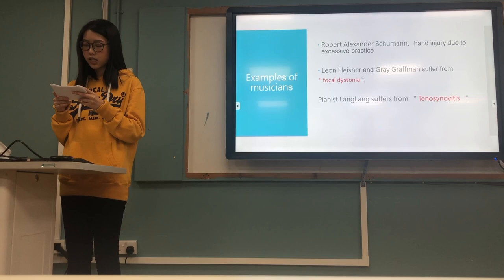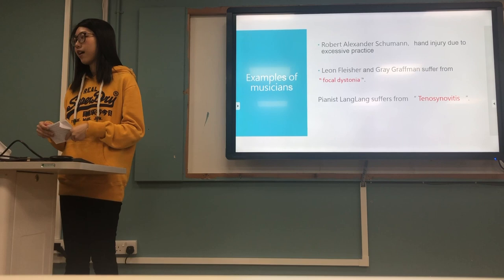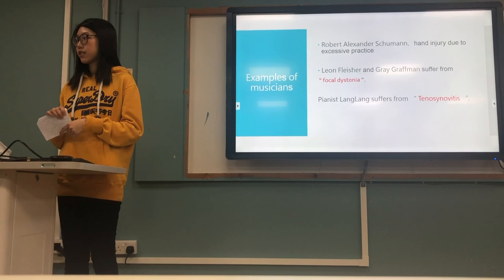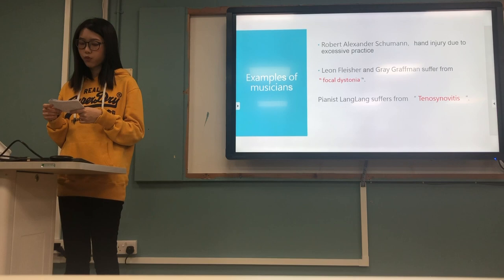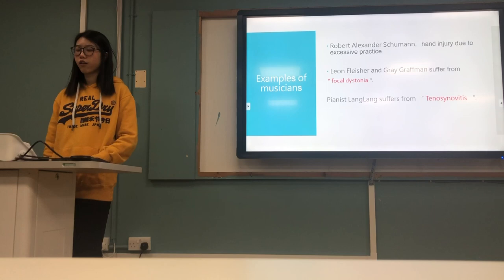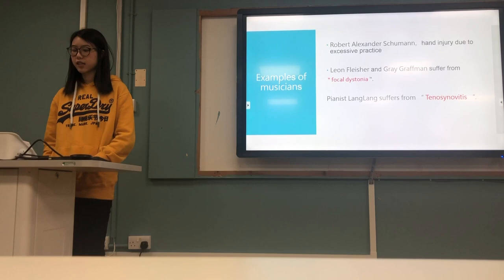And pianist Lang Lang suffered from tenosynovitis. Tenosynovitis is a serious disease, and it means that after a long period of working with the hands, the pain becomes worse when the fingers move. So in order to solve this occupational disease, the Alexander technique played a key role.